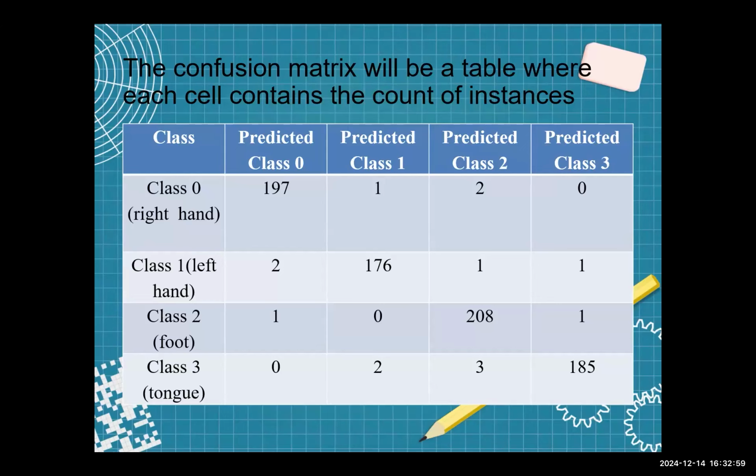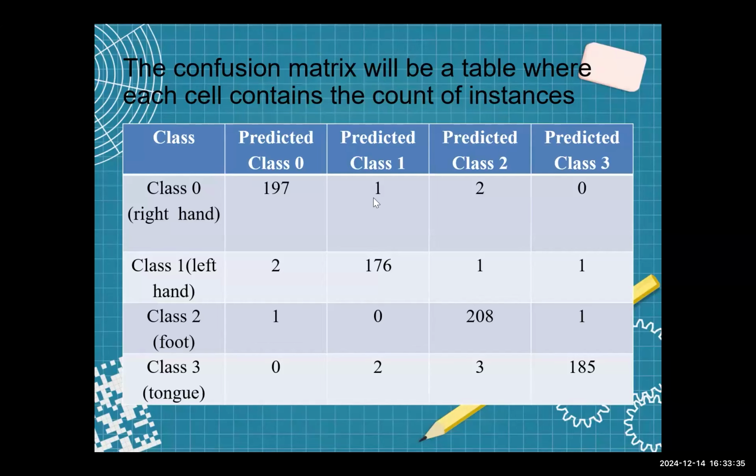Class 0 indicates right hand. Class 1 indicates left hand movement. Class 2 indicates foot. Class 3 indicates tongue. Now, class 0 predicted 197. Predicted class 0, 197. Predicted class 1, 1. Predicted class 2, predicted class 0, 3. So actually, if it is a class 0, it is predicted 197 as it is.